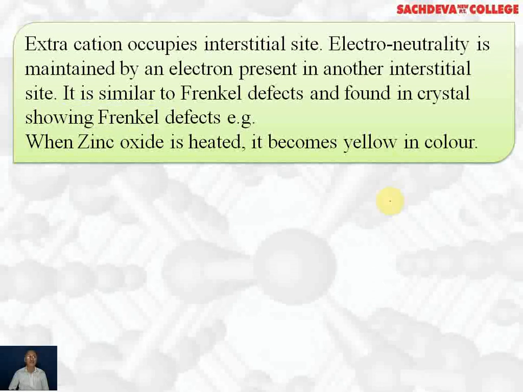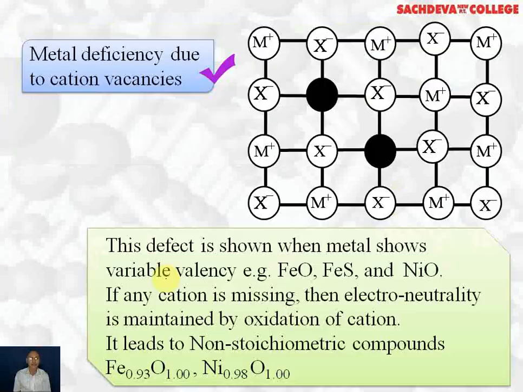For example, when zinc oxide is heated, it becomes yellow in color. Why does it become yellow in color? Because oxide ions are lost to the atmosphere. Oxide ions lose electrons which are trapped in the site of oxide ion, and these absorb light from visible region and radiate yellow color.